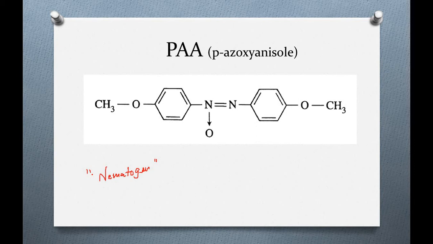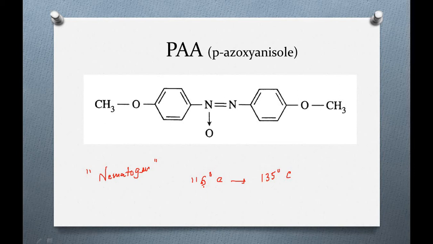So what is that particular temperature region? For PAA, it is between 116 degrees centigrade and 135 degrees centigrade. At atmospheric pressure, this material behaves like a nematic state. It has a nematic state.